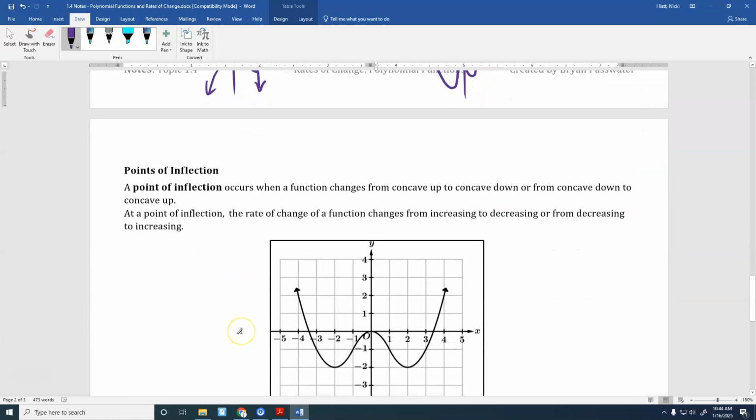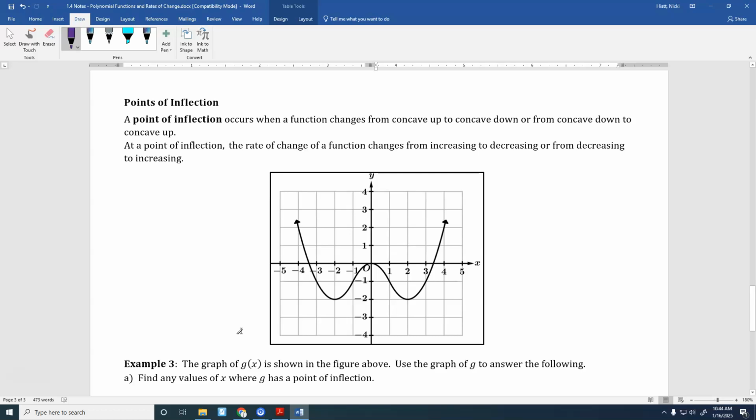Okay? All right, so next thing we're going to talk about is points of inflection. A point of inflection occurs when a function changes from concave up to concave down or from concave down to concave up. At a point of inflection, the rate of change of the function changes from increasing to decreasing or from decreasing to increasing. So we're looking at concavity changes. Sometimes these are a little hard to tell from the graph, to tell exactly where it changes from concave up to concave down. You will most of the time see these as multiple choice, so I won't give you options that are really close to each other.